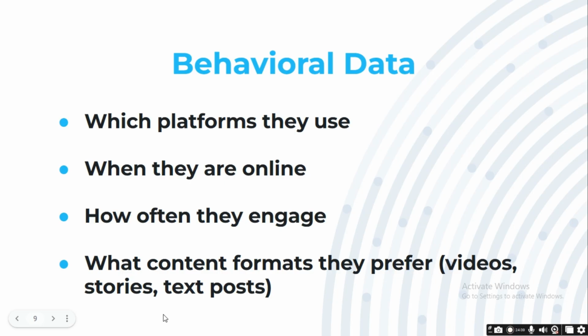C. Behavioral data, what they do online. Insights into their digital habits. Which social media platforms do they use? When are they active? What content formats they prefer: videos, images, stories. How often they engage with brands. Example: scrolls Instagram during lunch break, saves recipes, often comments on health tips.